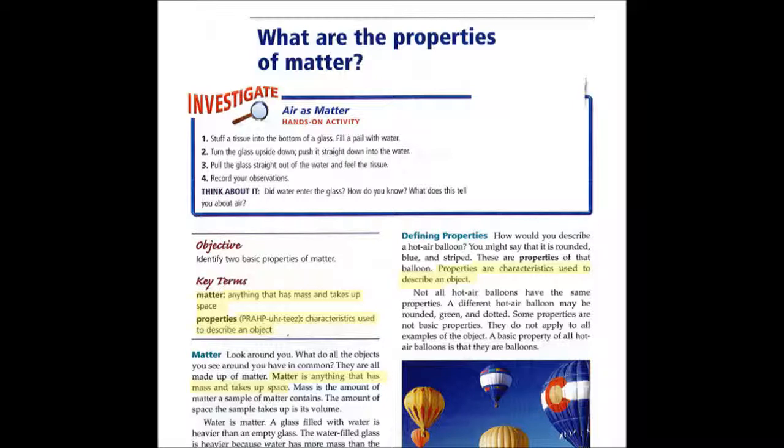Thinking critically. Number 6. Infer. What is the difference between mass and weight? Number 7. Explain. Why do you think scientists can use the basic properties of matter to help identify an unknown substance?